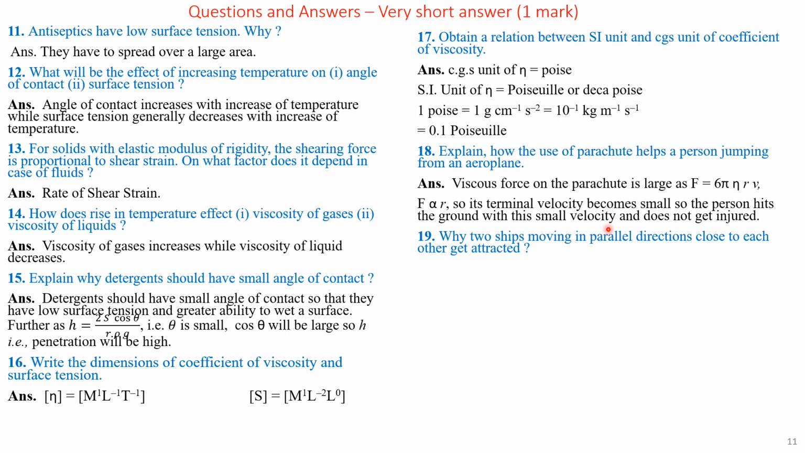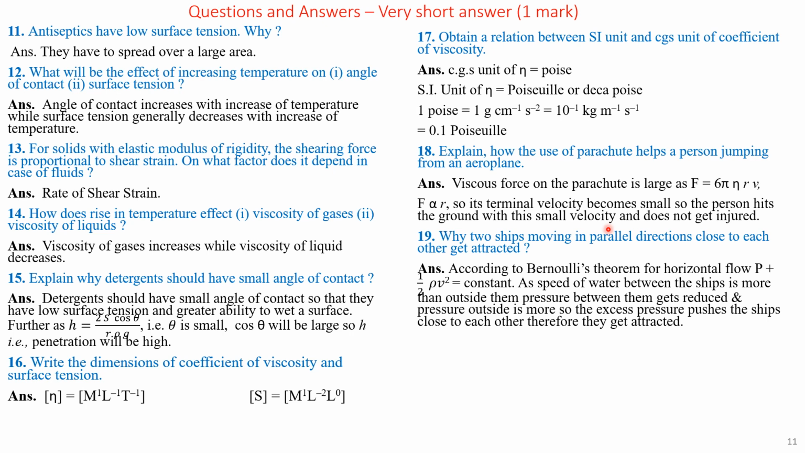Question number 19. Why do two ships moving in parallel directions close to each other get attracted? According to Bernoulli's theorem, for horizontal flow, P plus half rho v squared is constant. As the speed of water between ships is more than outside, pressure between them gets reduced and the pressure outside is more. So the excess pressure pushes the ships close to each other. Therefore, they get attracted.